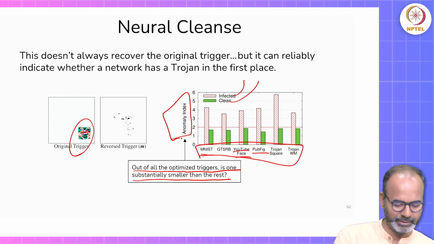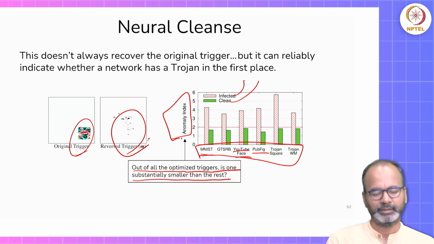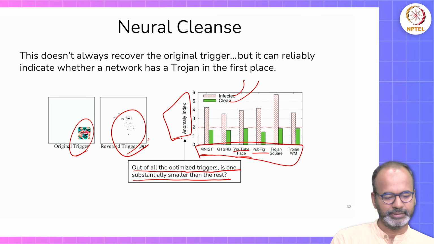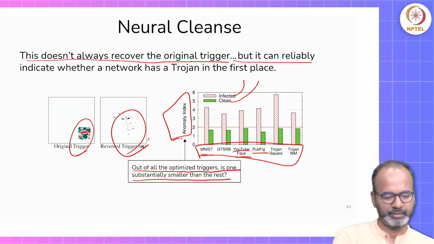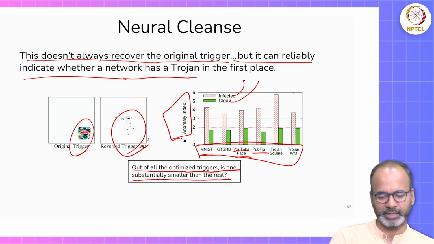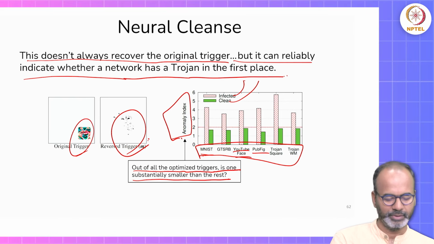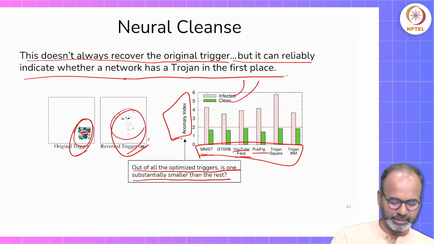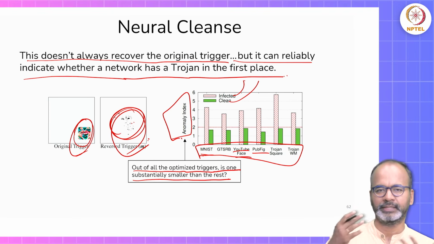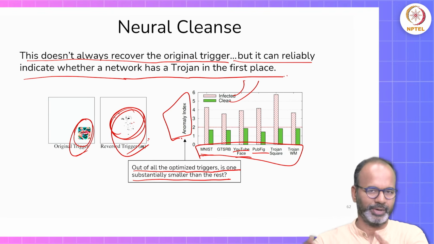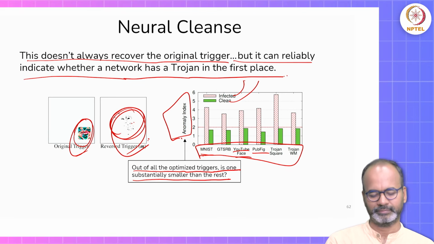So for example, the trigger, like this. This doesn't always recover the original trigger, but it can reliably indicate whether a network has a Trojan in the first place. Original trigger, reverse engineered trigger, and if you do it for multiple datasets, the question is, look, how much can you actually re-identify the trigger?